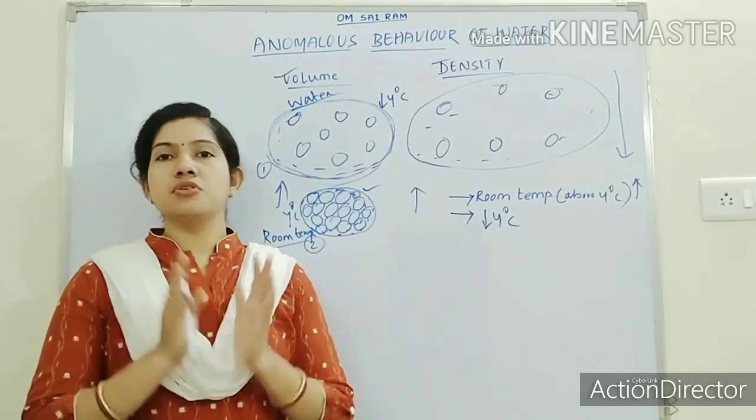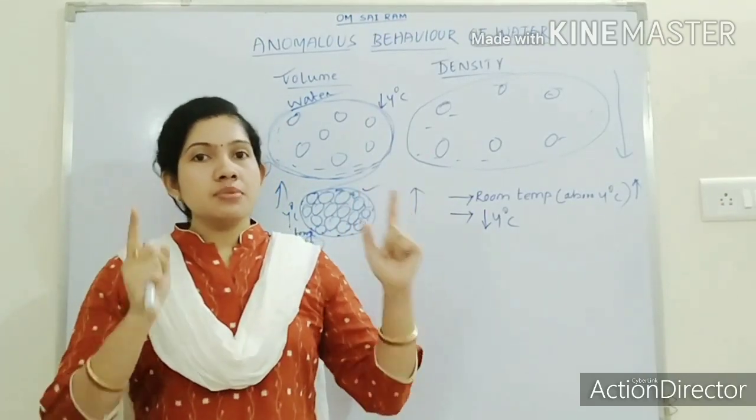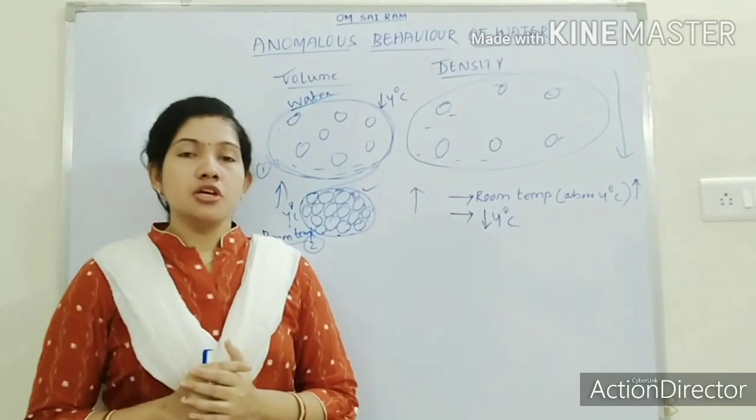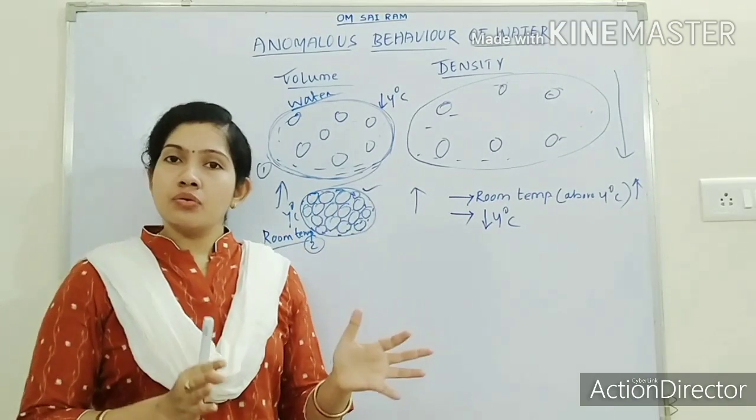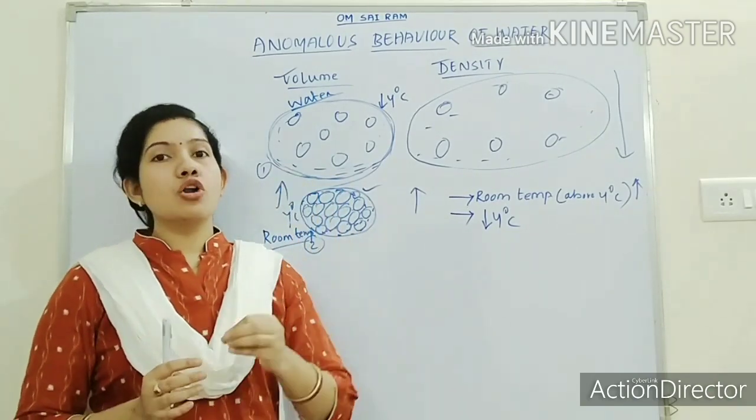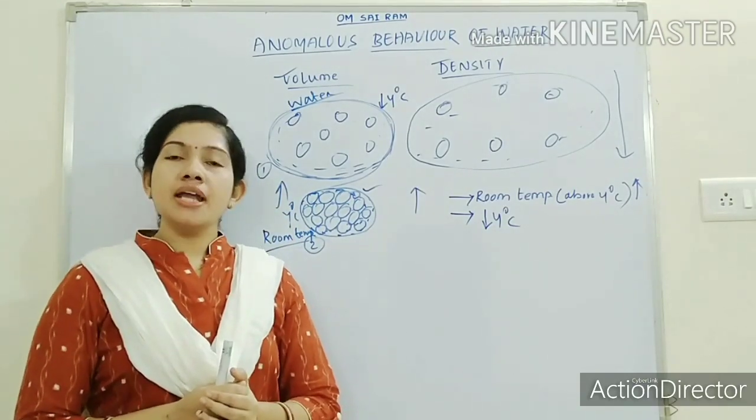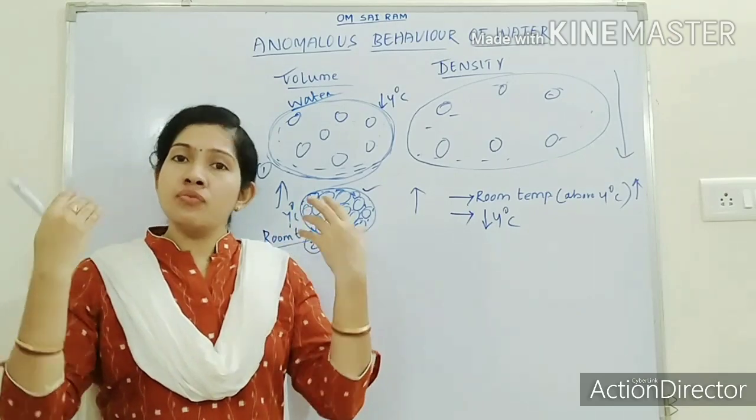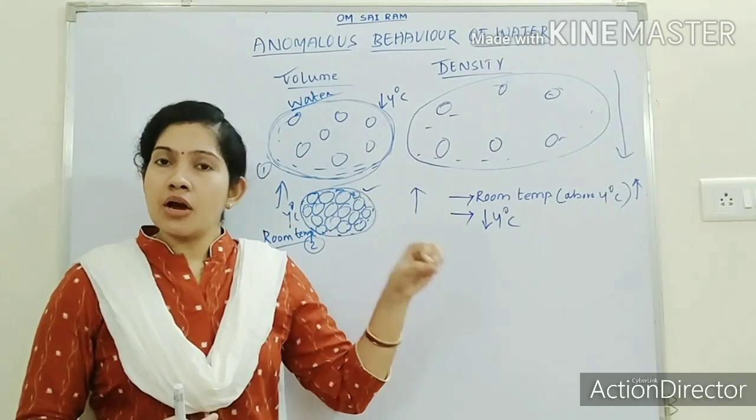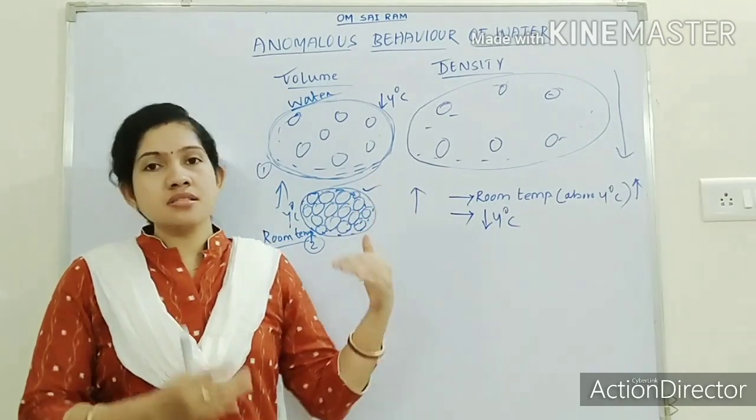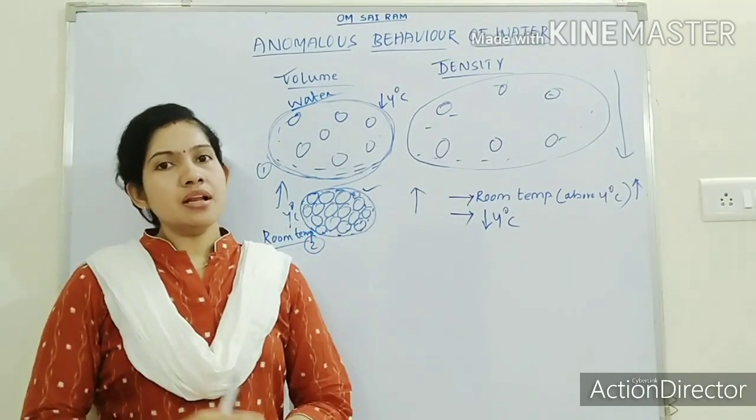So this is the anomalous behavior of water. Here we are not talking about all other liquids. Anomalous behavior is unique to water, remember. So what is the anomalous behavior of water? When water is cooled at room temperature, the volume of water will decrease and density will increase. But when we cool water below 4 degrees Celsius, not at room temperature, its volume will increase and density will decrease.